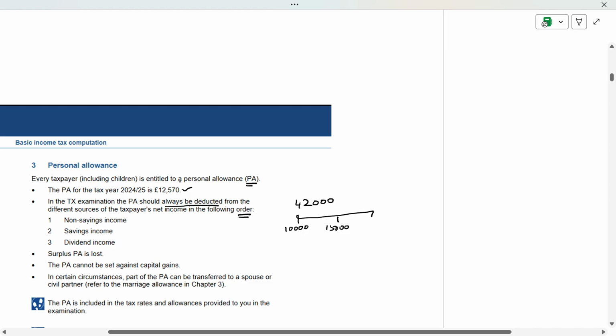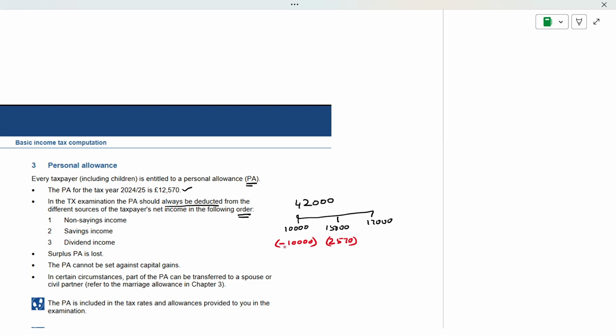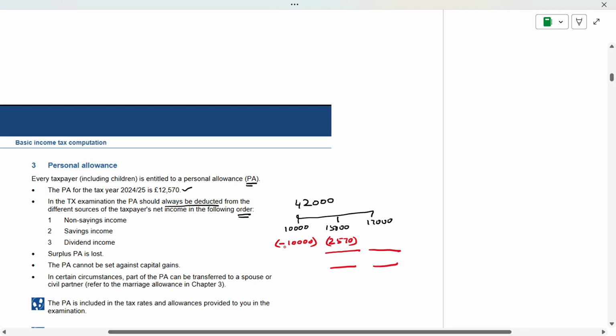25 minus 25 to 15 plus 17,000. First, you have to deduct 10,000. Then you have to deduct 2,570. If there is a remaining balance, then you have to do it; if it is not remaining, then we should not do it. Here we don't have any personal allowance, so put 0 and you have to put 17,000.